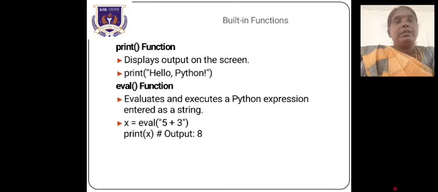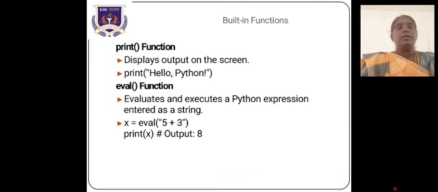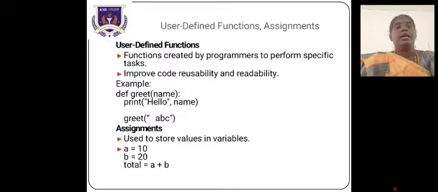Print function. Built-in functions. The print function displays output on the screen. print("Hello, Python"). The eval function evaluates and executes the Python expressions entered as a string. x = eval("5 + 3"). print(x). The output is 8.